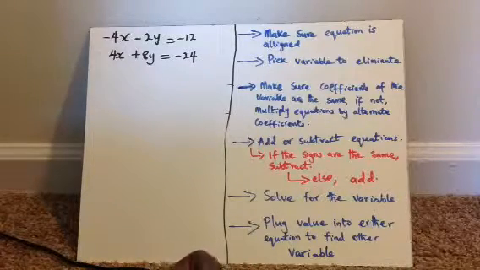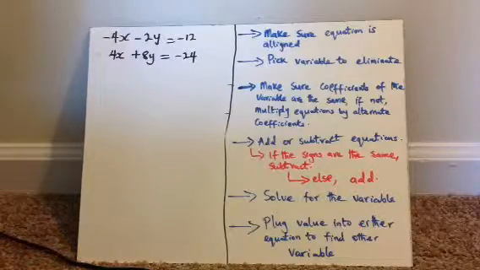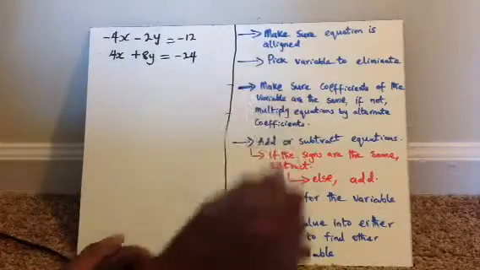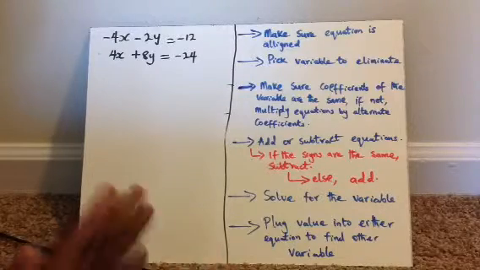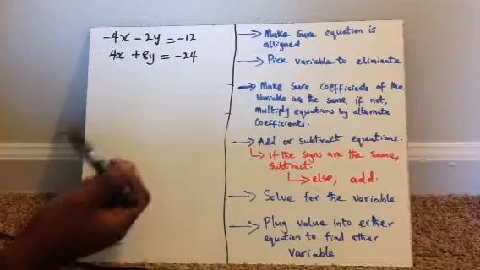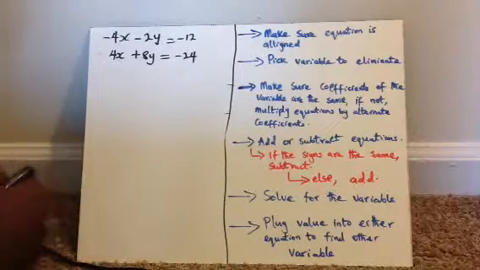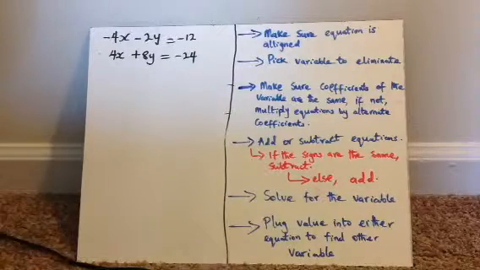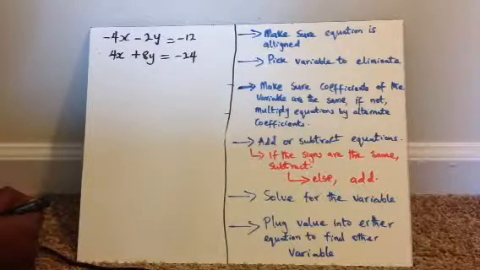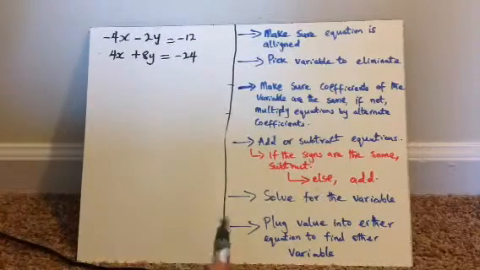Today we are going to be learning about solving systems of equations using the elimination method. I've written down all these basic steps that we need to solve these types of equations. So, the first equation we have is minus 4x minus 2y equals minus 12, and then 4x plus 8y equals minus 24. So let's go to the steps.